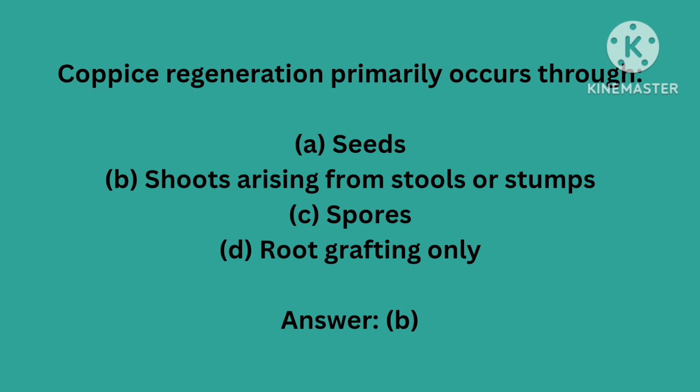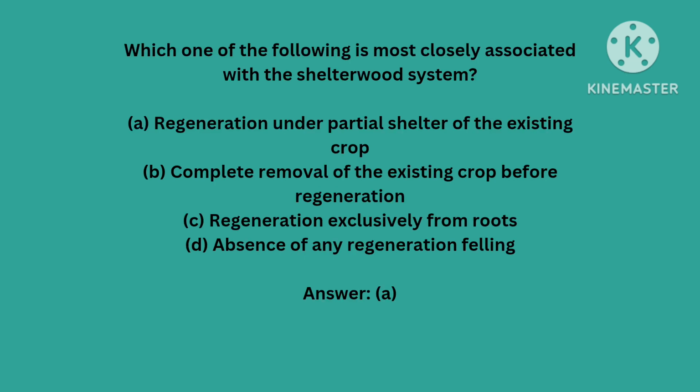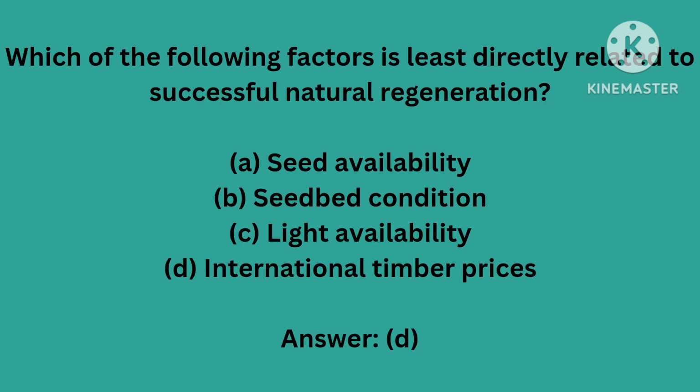Next is, coppice regeneration primarily occurs through. The answer is shoots arising from stools or stumps. See, whenever in a forest specifically, you need to understand the keyword and remember that. Next question is, which one of the following is most closely associated with the shelterwood system? And the answer is A. Regeneration under partial shelter of the existing crop.